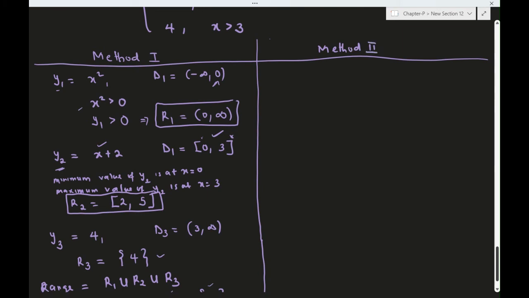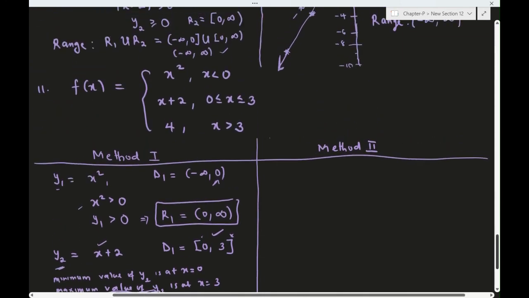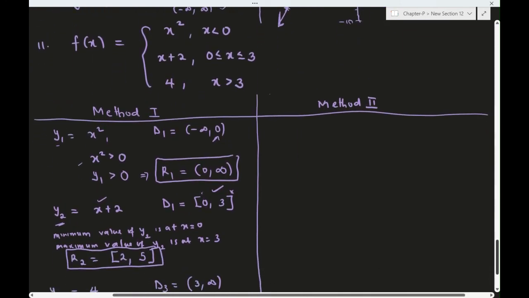But now I will just go directly without using test points. You can try to use points as well. So what I mean by points: you take some points less than zero and draw your table. Take some points between 0 and 3, draw your table, and take some points greater than 3.